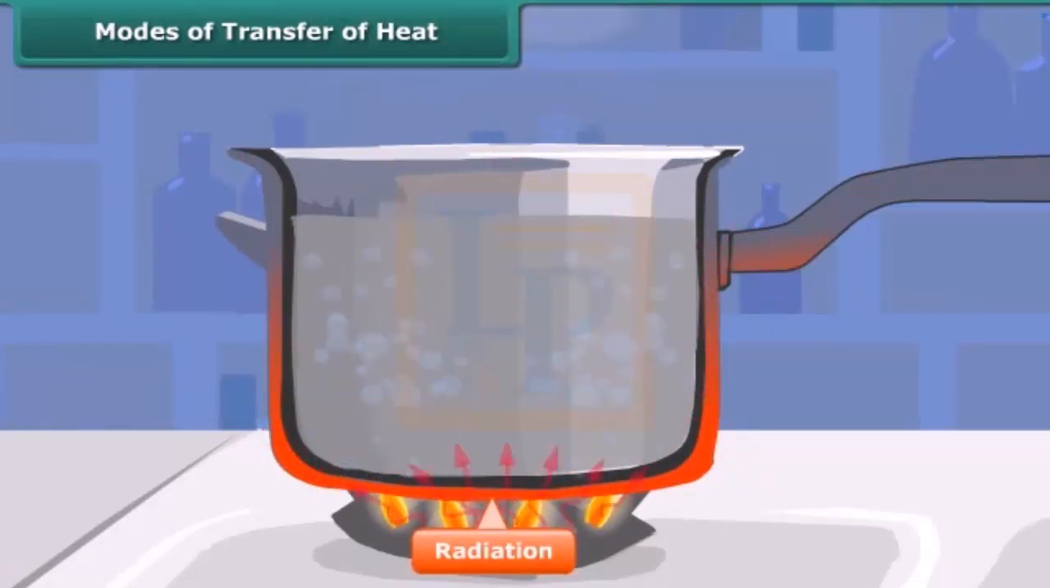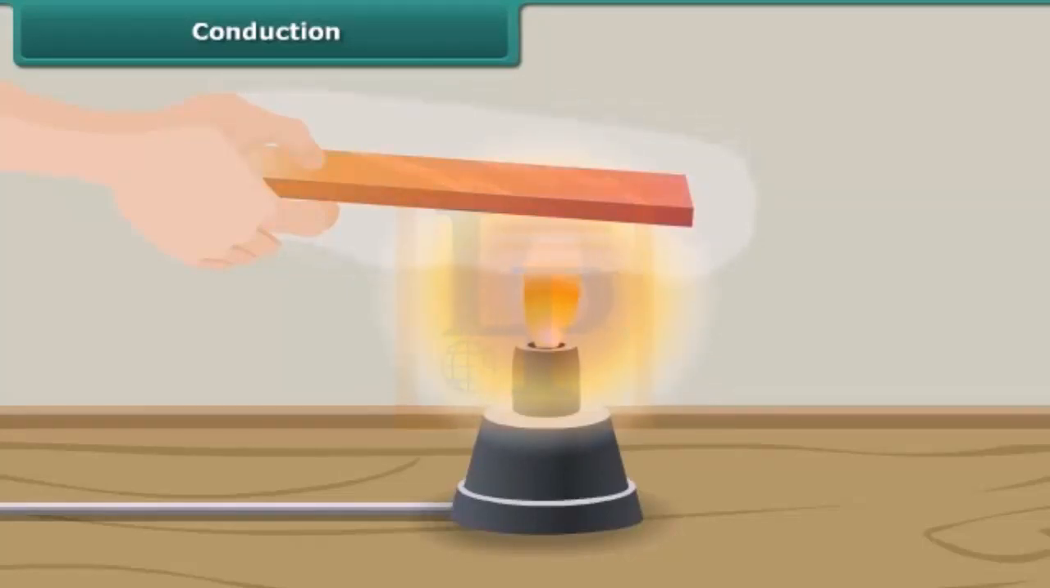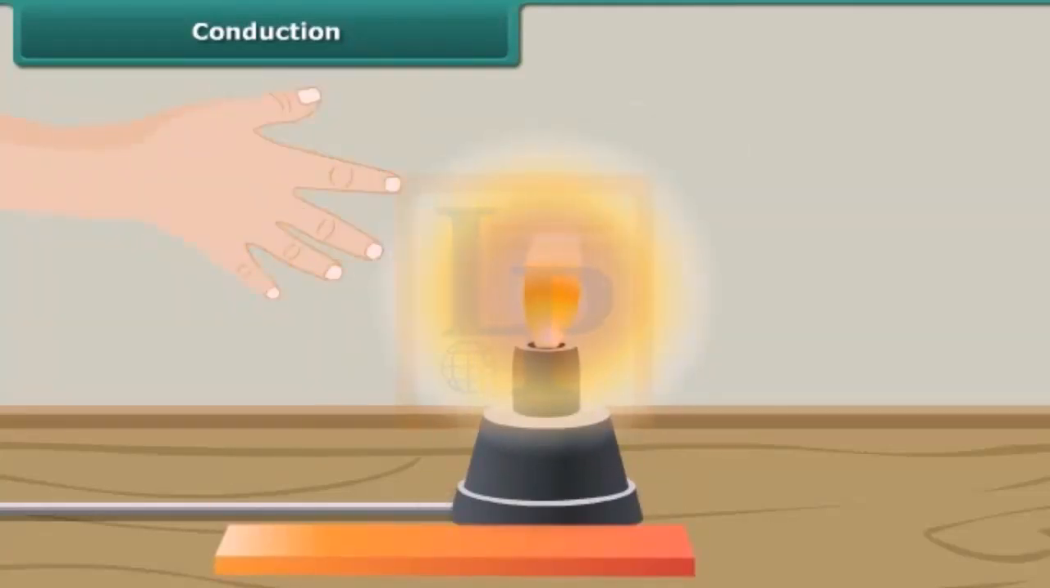Let us perform an experiment. Take a metal rod, hold one end and heat the other end. In the beginning, the end of the rod in the hand is not hot. However, very soon we find that the end becomes hot and we are not able to hold the rod any longer. It means that some heat has been transferred.